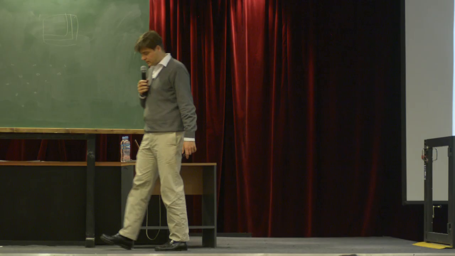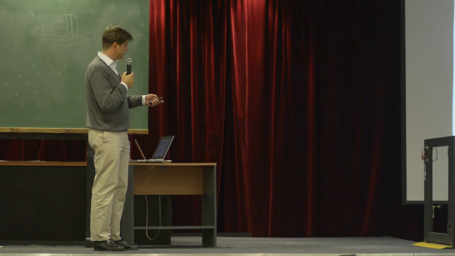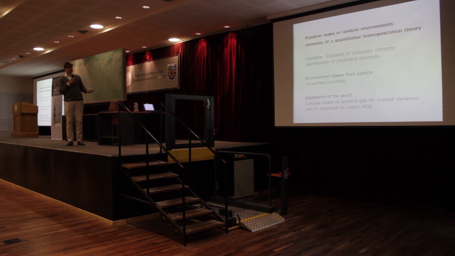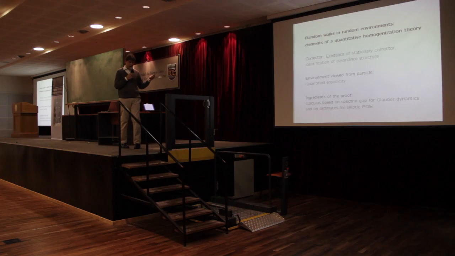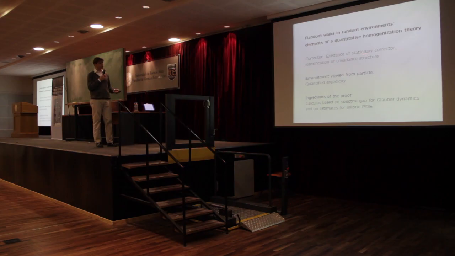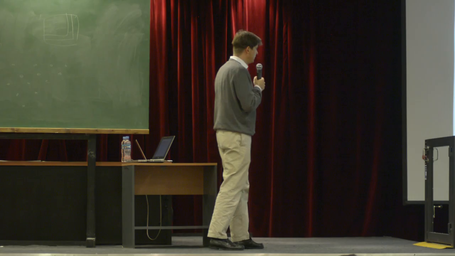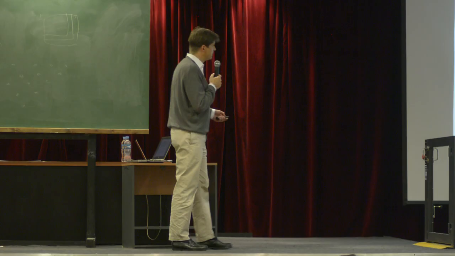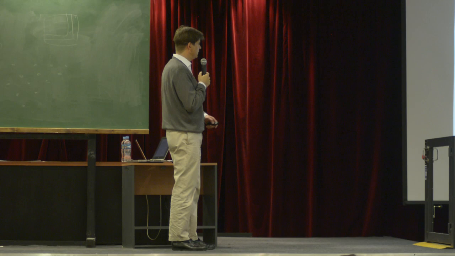In particular, I will talk about an object which is called the corrector, or the harmonic coordinates, which I think many of you, all of you who have treated random walks in random environments, are familiar with. But I will explain it. One outcome of what we did is, for instance, that in dimensions strictly larger than two, a stationary corrector exists, which I think was previously not known. And more recently, we've identified the covariance structure of this object, which I want to explain.